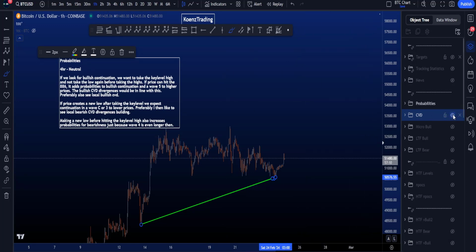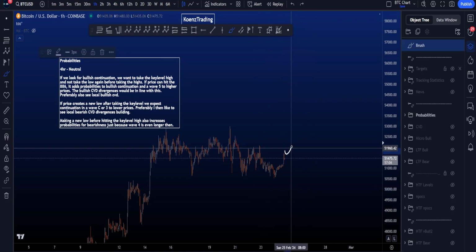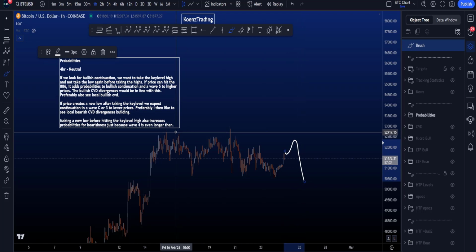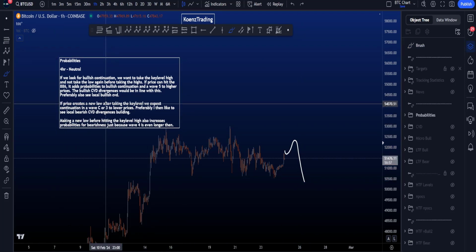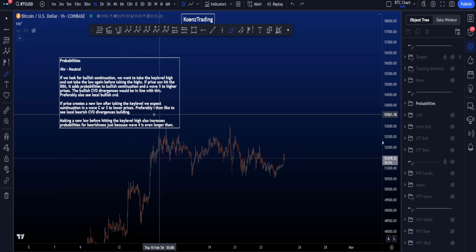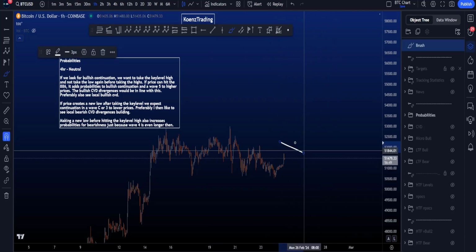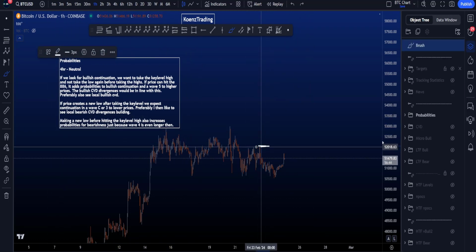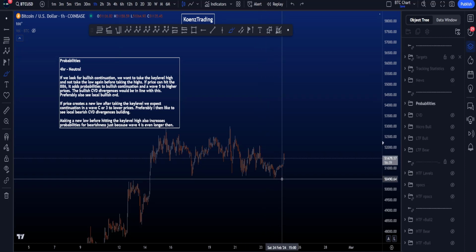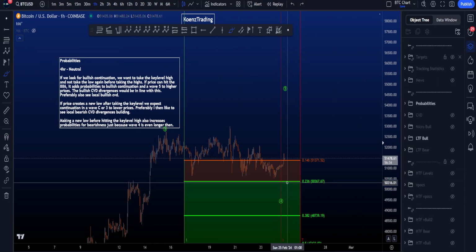If price creates a new low over here after taking the key level, so price moving up, taking the key level and then making a new low, we expect continuation in a wave C or a wave 3 to lower prices. Preferably, I then like to see also some local bearish CVD divergences, a lower high on price, higher high on the CVD. Making a new low before hitting this key level here at 52.1k, this high, also increases the probabilities for bearishness just because this wave 4 is then starting to be very long, which is not really what you want to see.